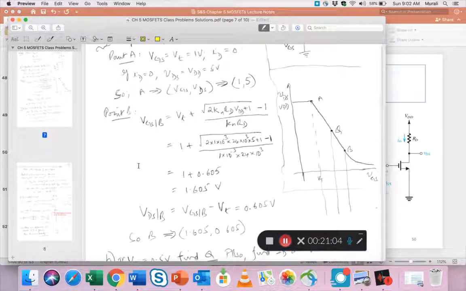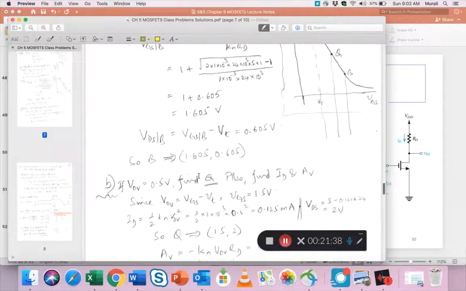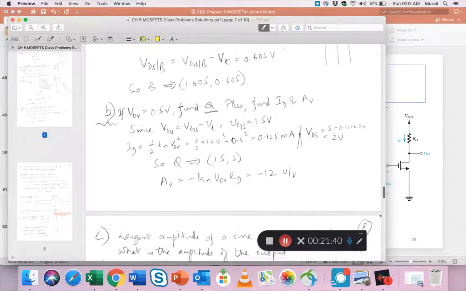Point B, we use the formula. So I used this formula and came up with VGS at B first, which is 1.605, and then to find VDS, so this is the x coordinate of B, this is the y coordinate of B, you just subtract the VT. So B's coordinates are 1.605, which is the x coordinate, and 0.605, the y coordinate. So that's how I calculated B.